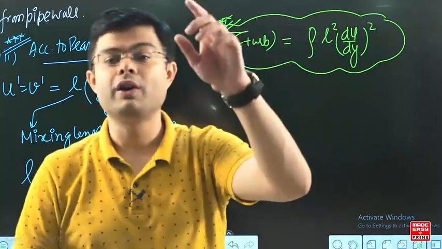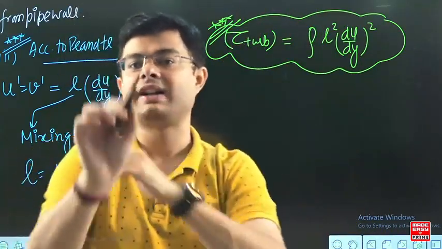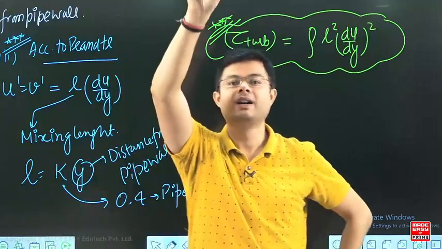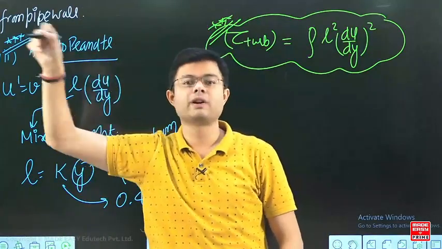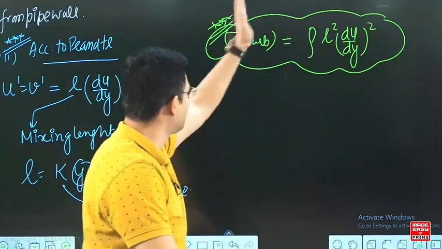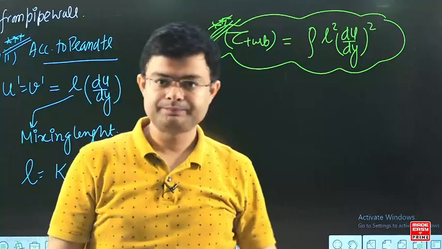This formula is important for your GATE and ES examination. Twice in the ES prelims paper, he has asked directly: the shear stress for turbulent flow is given by? The answer is rho L square (du by dy) whole square.